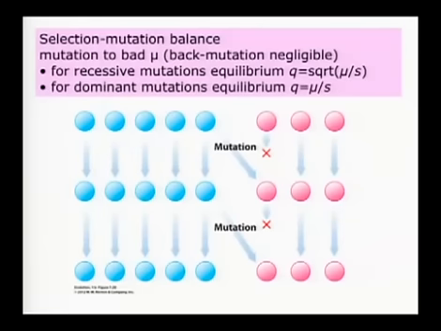Then it turns out that we reach equilibrium, and for recessive mutations, the equilibrium frequency at any one locus of this deleterious mutation is the square root of mu over s. And for dominant mutations, it's not the square root, it's just mu over s. S is the selection coefficient. So how strong is selection?